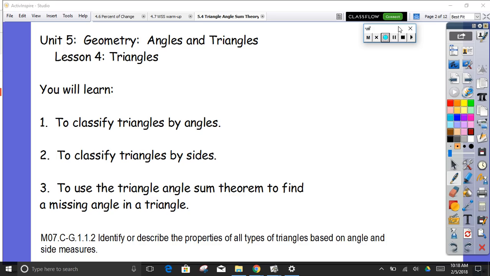So we're going to talk about, and these first two objectives should be a review from earlier grades, how you classify or name triangles by the angles, and then how you classify or name triangles by the sides. And then also how to use the triangle angle sum theorem to find a missing angle in a triangle. And this is our standard from 7th grade: you need to be able to identify or describe the properties of all types of triangles based on angle and side measures.